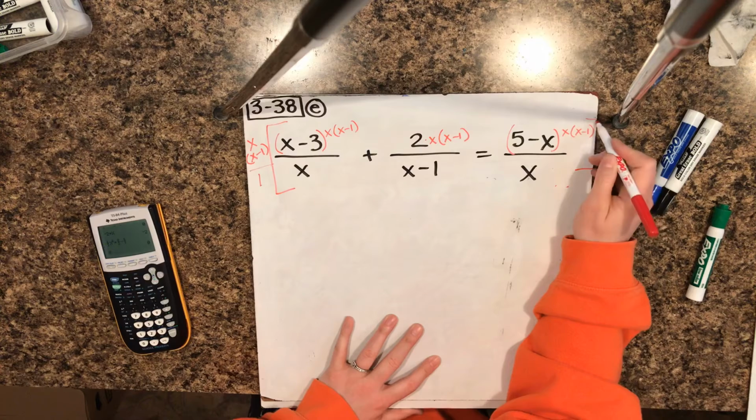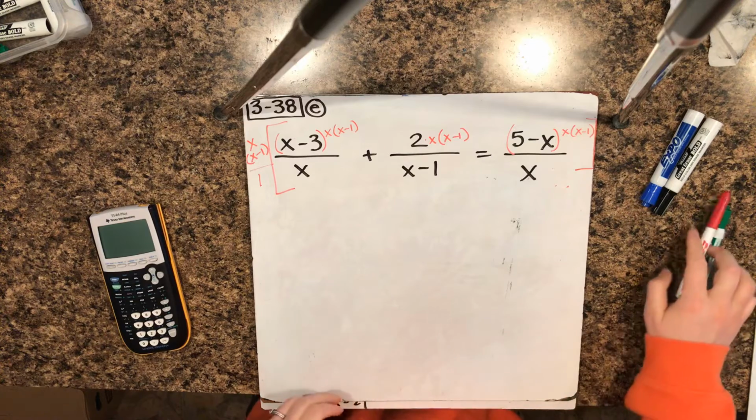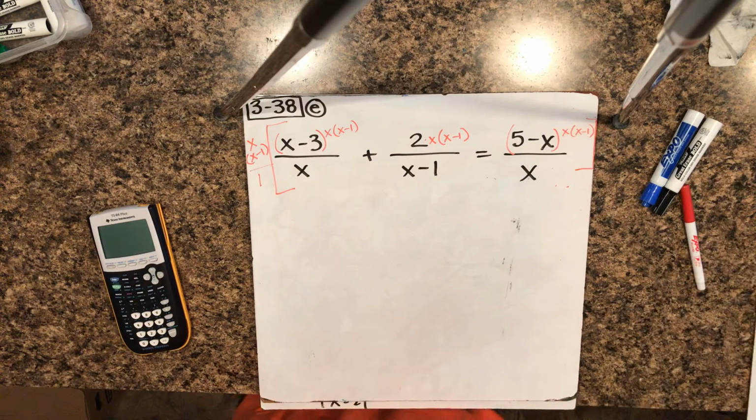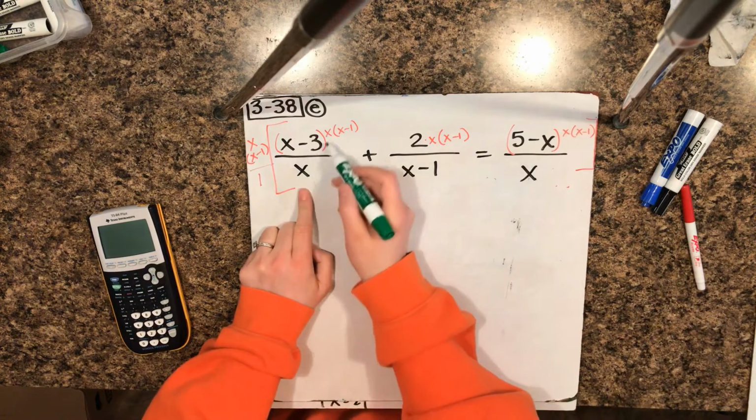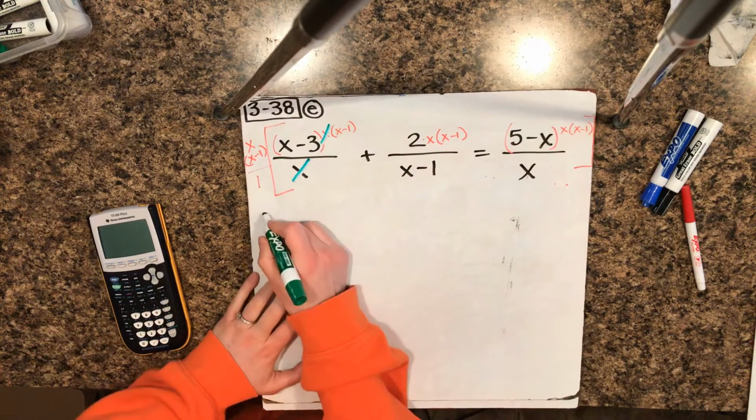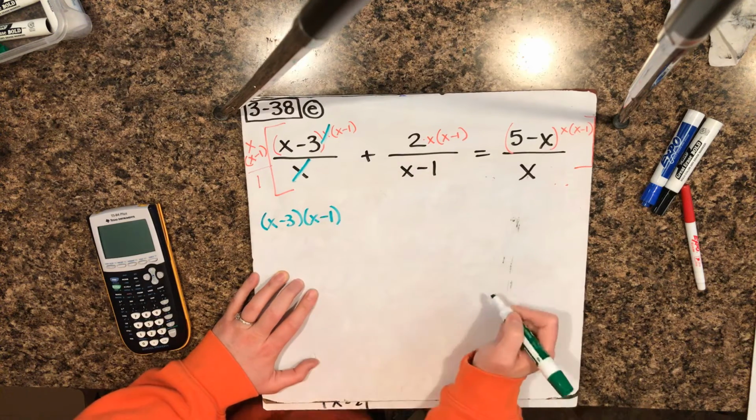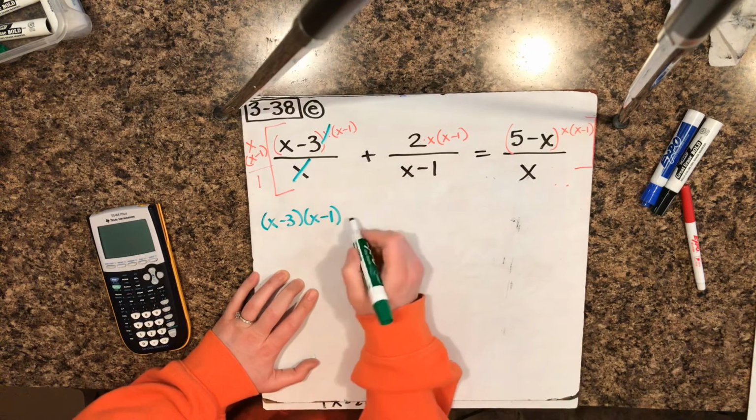Let's look at each term separately, and remember, terms are separated by pluses, minuses, or equal signs, and let's see what kind of giant ones we can cancel out. So in the first term, there's an x on the bottom, x on the top. There's my giant 1. Well, what's remaining? X minus 3 and x minus 1. Okay, we'll deal with that in a little bit.